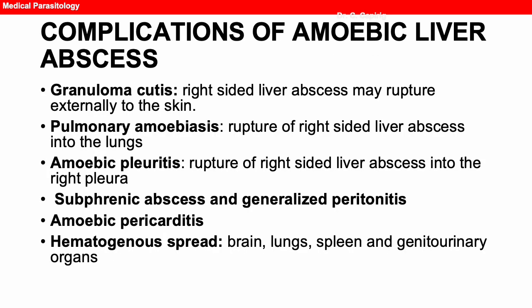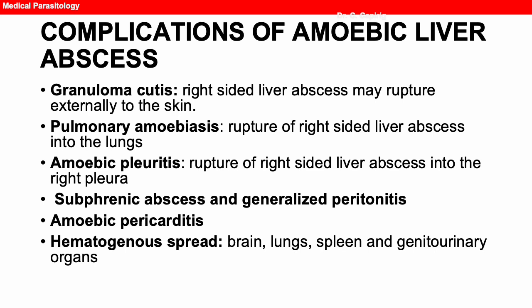So what are the complications of amoebic liver abscess? So amoebic liver abscess is the complication of amoebiasis. Now, these are the complications of a complication. So, we have granuloma cutis, pulmonary amoebiasis, which is the rupture of the right-sided liver abscess that can travel to the lungs, amoebic pleuritis, the rupture of the right-sided liver abscess into the right pleura, subphrenic abscess, and generalized peritonitis.